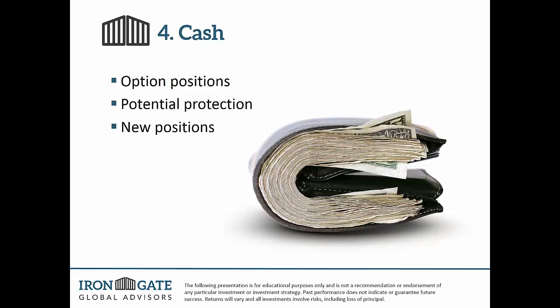The final piece to the portfolio, which is not very intensive, that's why we included it with number 3, is that of cash. Why do we keep cash in a portfolio, and how much cash do we keep? Well, we keep some cash to open option positions each month as we sell options. The second thing would be potential protection. If we need to hedge a portfolio very quickly, then we want a little bit of cash to be able to do so. The third reason would be new positions. Anytime we want to enter new positions, we're going to need some cash to be able to do that. And so that's why we keep cash.